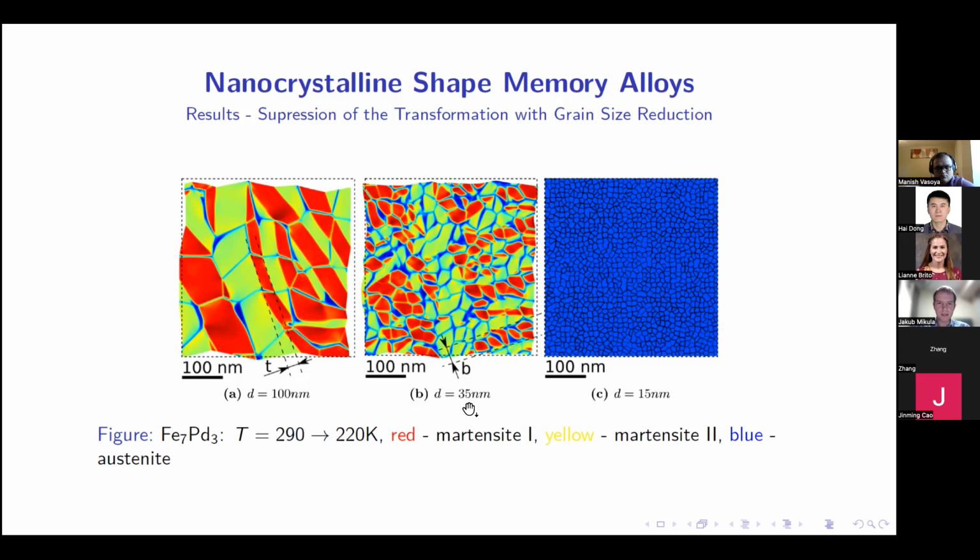As we decrease the grain size to 35 nanometers, we see that suddenly we don't observe twins within those small grains, but each grain is of its own martensitic variant. And we see also more of the austenite, especially at the grain boundaries. And as we continue decreasing the grain size even more, now we see that we completely suppressed the phase transformation, the effect that we wanted to achieve. So here the whole system is in the austenite with the very small grain size, 15 nanometers. So we can use this model to also predict the critical size when the transformation is suppressed and look at some other interesting things as well.